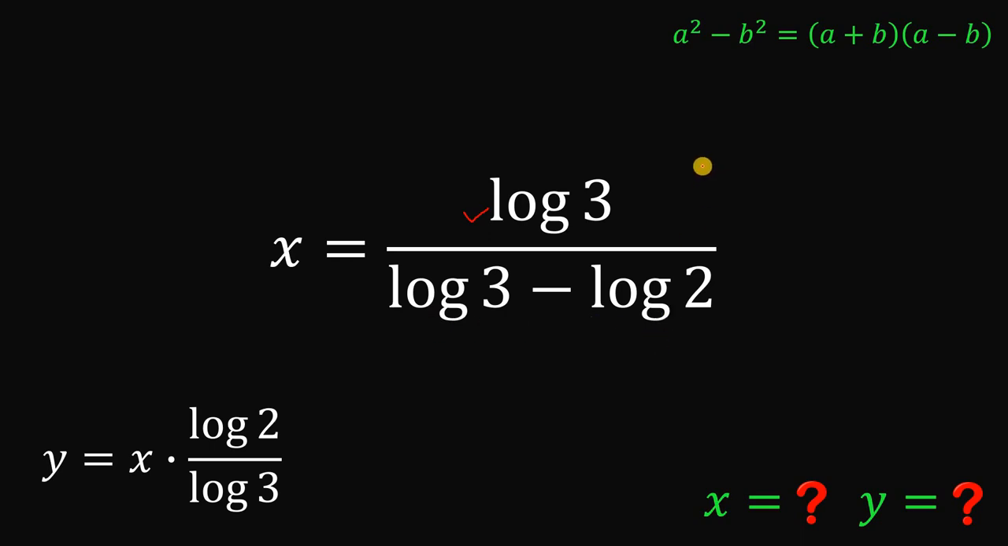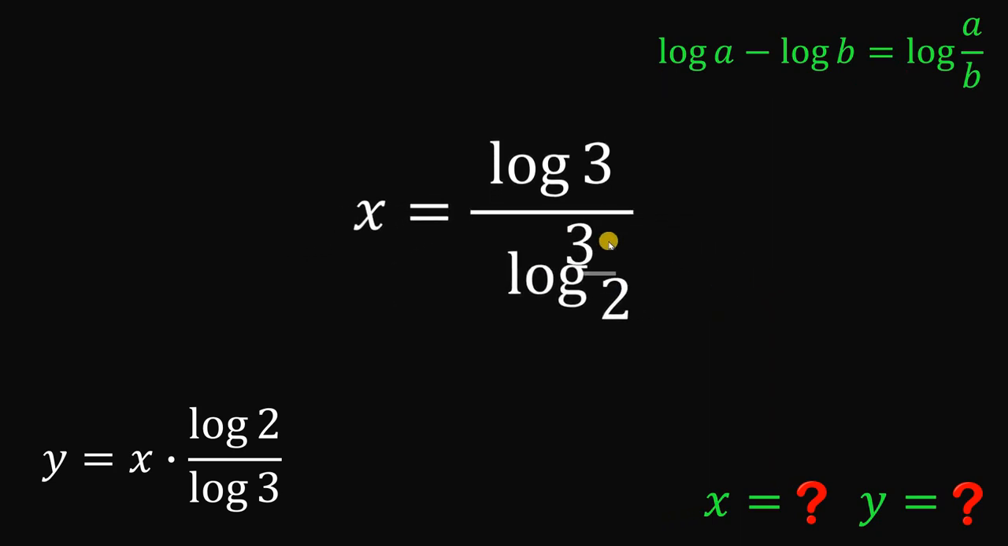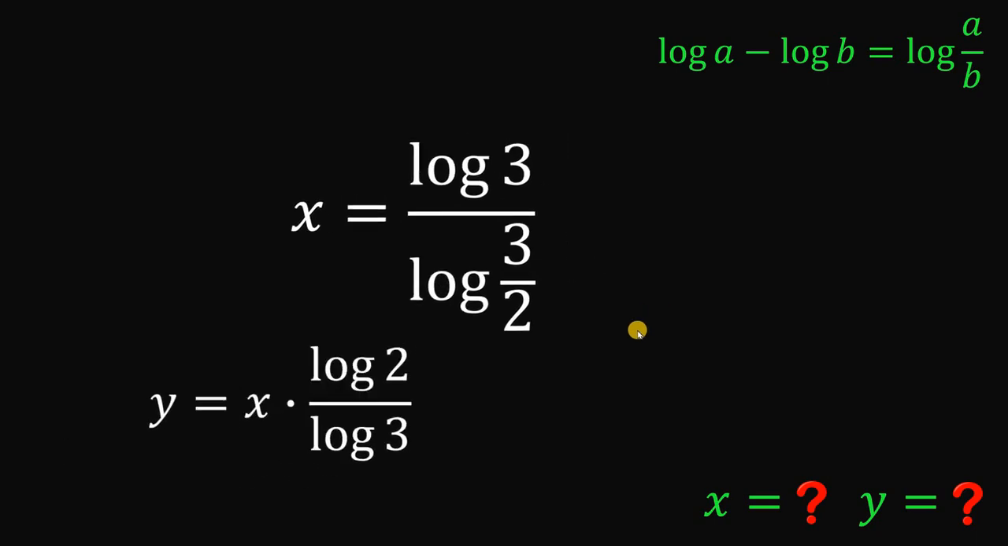We're not done yet because we will use some laws of logarithm. Take note, when we have logarithm of a minus logarithm of b, this can be written as logarithm of a over b. So our denominator can be simplified to logarithm of 3 over 2. And that is the value of x.